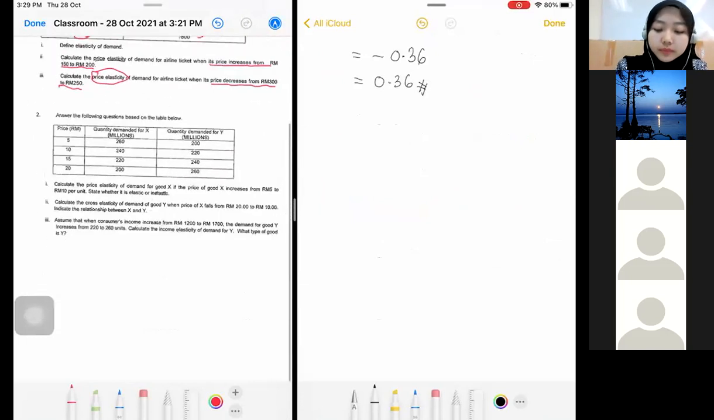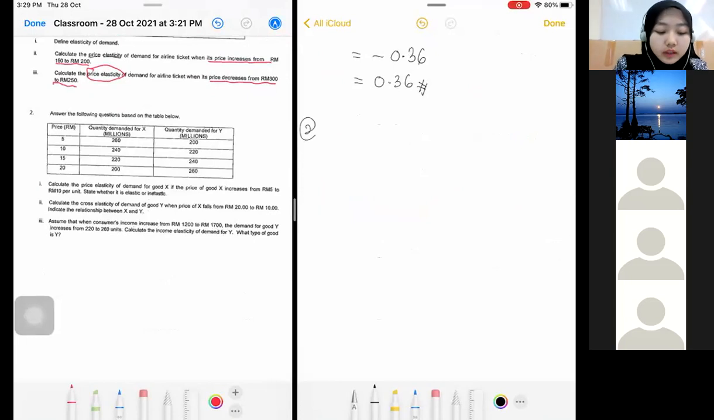Let's see. Number 2. Answer the following question based on the table below. So like usual, they give you the table and then calculate the price elasticity of demand for good X. If the price of good X increases from 5 ringgit to 10 per unit, state whether it is elastic or inelastic. So they ask you to calculate price elasticity.